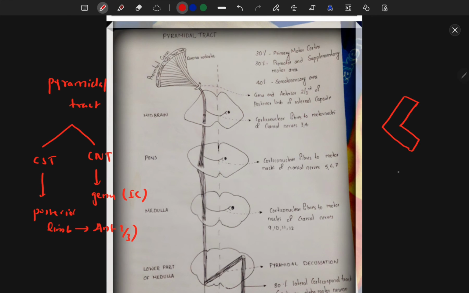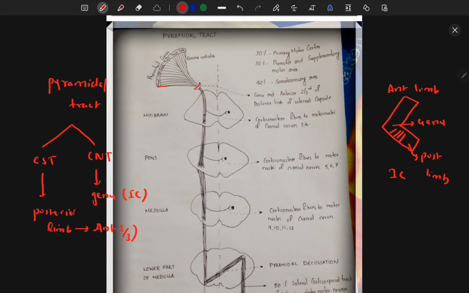So in your brain, the internal capsule is something like this. It has an anterior limb. This is the genu, and it also has the posterior limb. So this is the anterior two-third of the posterior limb, through which the white fibers are passing. The corticonuclear tract has the same origin as the corticospinal tract. It passes through the genu of the internal capsule, then through the crus cerebri of the midbrain.